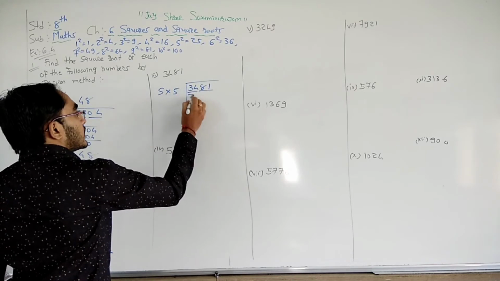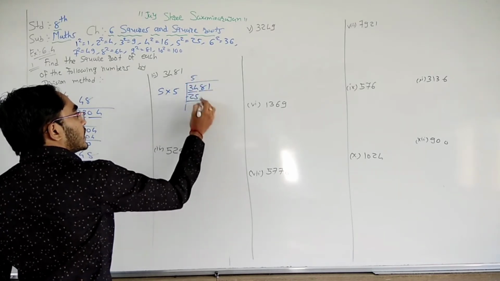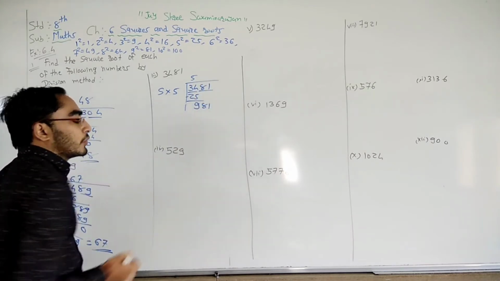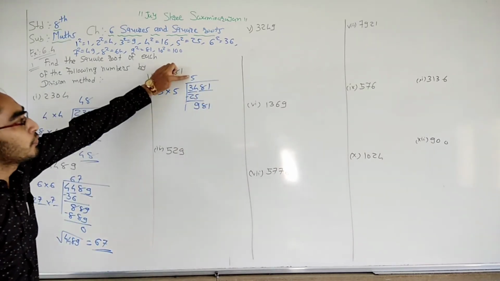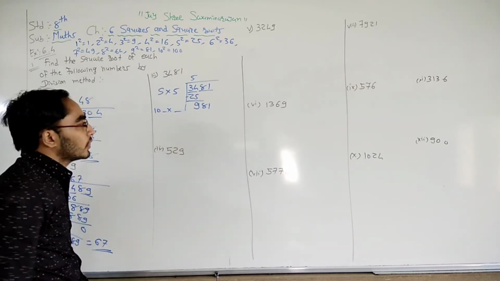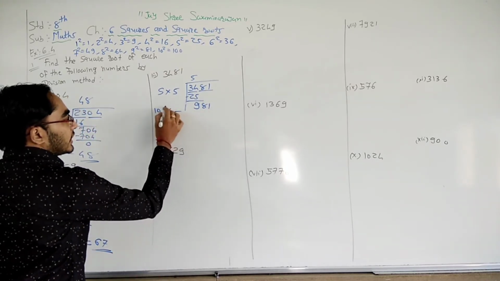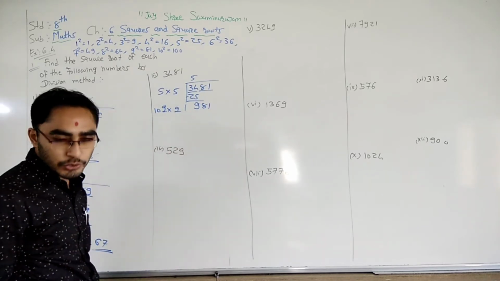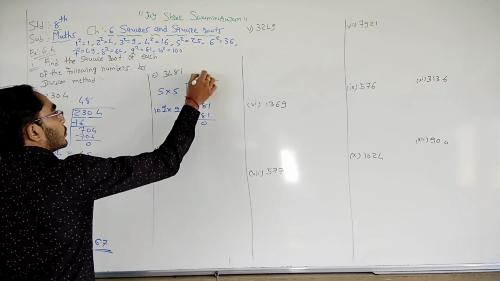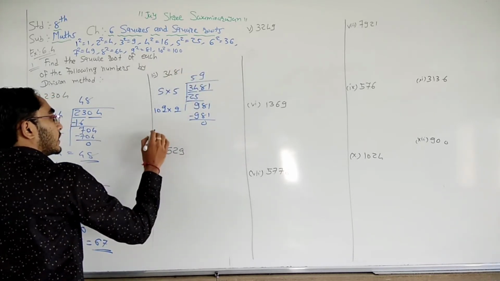5 5s are 25. Now 34 minus 25 is 9. 81 comes here, so 981. Now 5 multiplied by 2 is 10. One space blank, one space blank. Okay. Now we know that 9 9s are 81, so 109 into 9 is 981, and the remainder becomes 0. So put this 9 here as well. So our answer is 59.